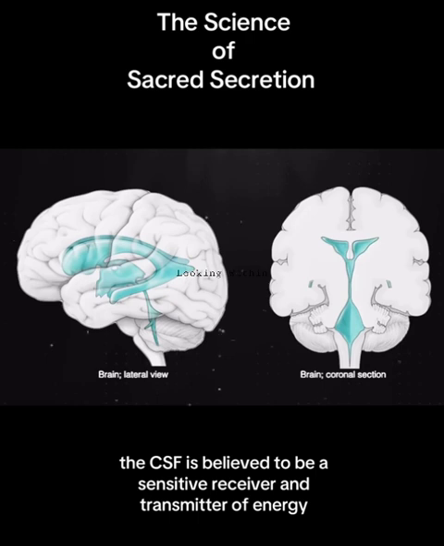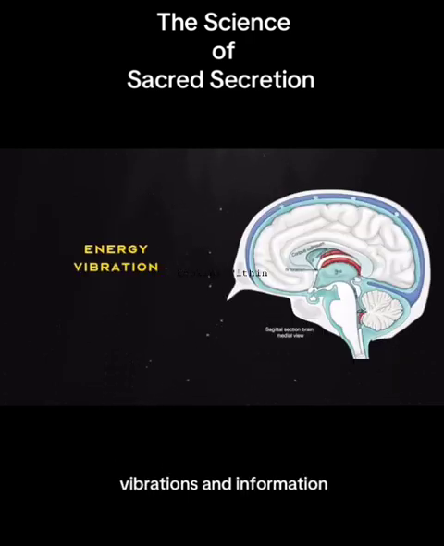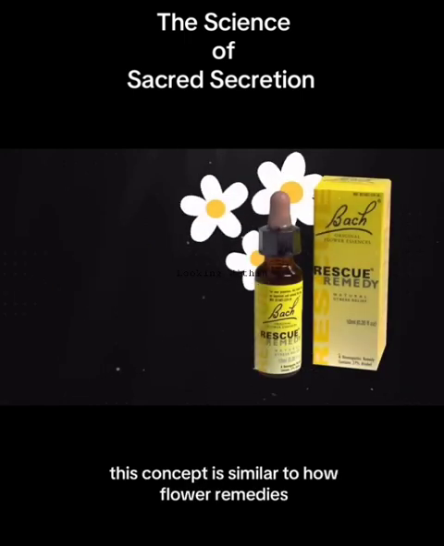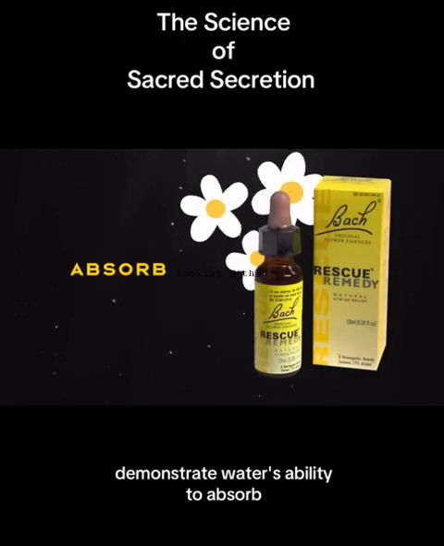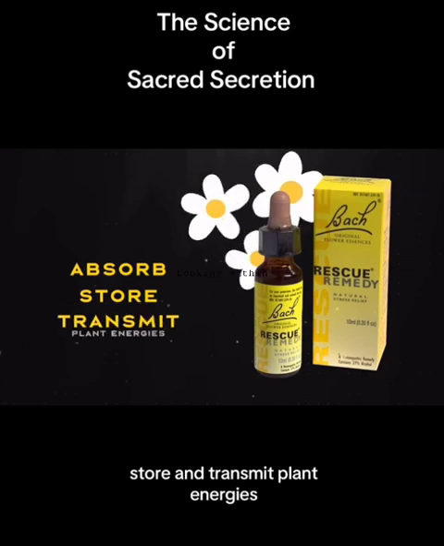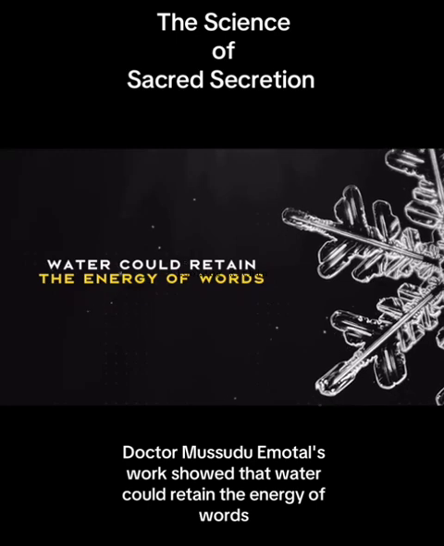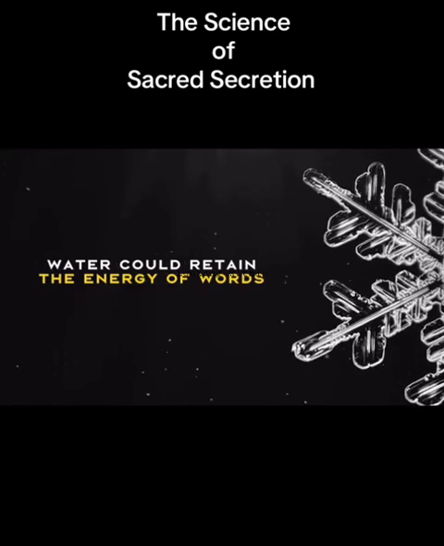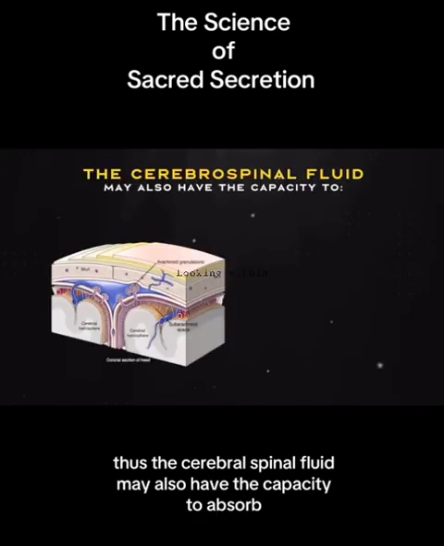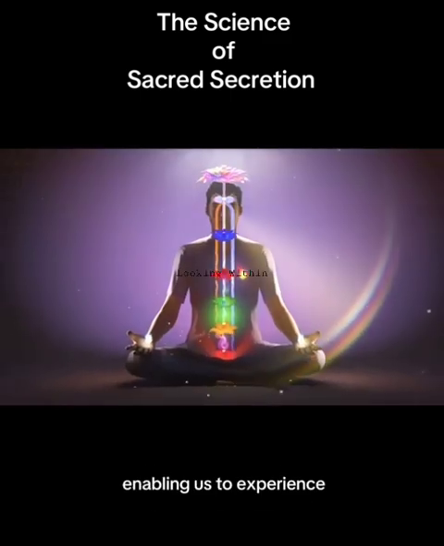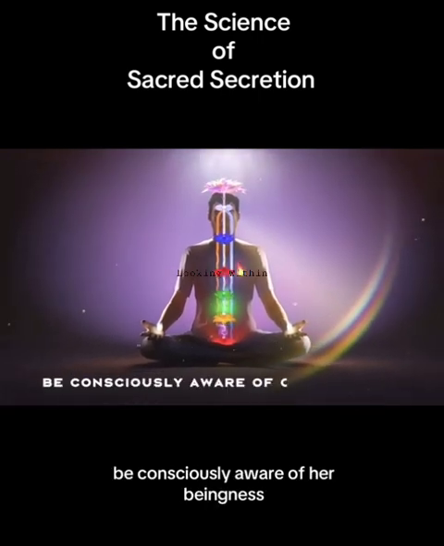Furthermore, the CSF is believed to be a sensitive receiver and transmitter of energy, vibrations, and information. This concept is similar to how flower remedies demonstrate water's ability to absorb, store, and transmit plant energies. In the same vein, Dr. Masaru Emoto's work showed that water could retain the energy of words. Thus, the cerebrospinal fluid may also have the capacity to absorb, store, and transmit the essence of the source, enabling us to experience and be consciously aware of our beingness.